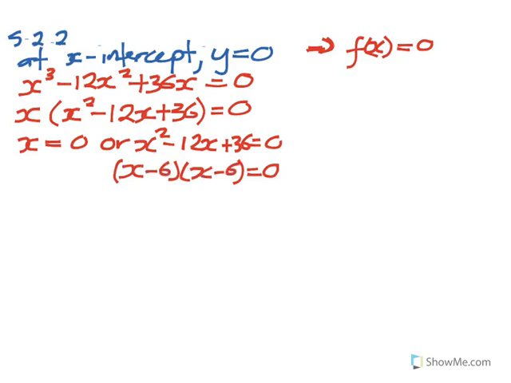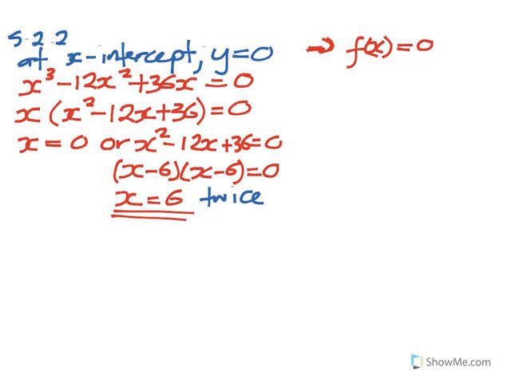X minus 6 is equal to 0. Therefore, x is equal to 6. As you can see, this is twice. It's going to give us x is equal to 6 and x is equal to 6, so it will give us the same answer twice. So that is the x-intercept.